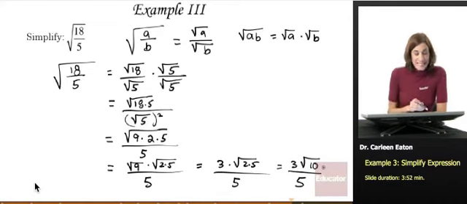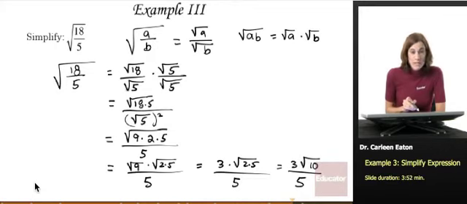So the steps that I had to take were first to use the quotient rule, the quotient property, and rewrite this in this form. Once I did that, then I could eliminate the radical in the denominator by multiplying both the numerator and the denominator by the square root of 5. I then used the product property to rewrite this as the square root of 18 times 5 divided by the square root of 5 squared. Recalling that when you square a radical, when you multiply a radical by itself, then you get the radicand. So this is just 5.